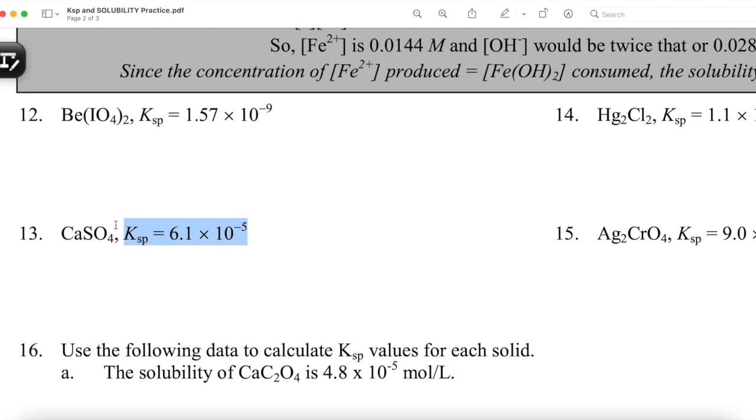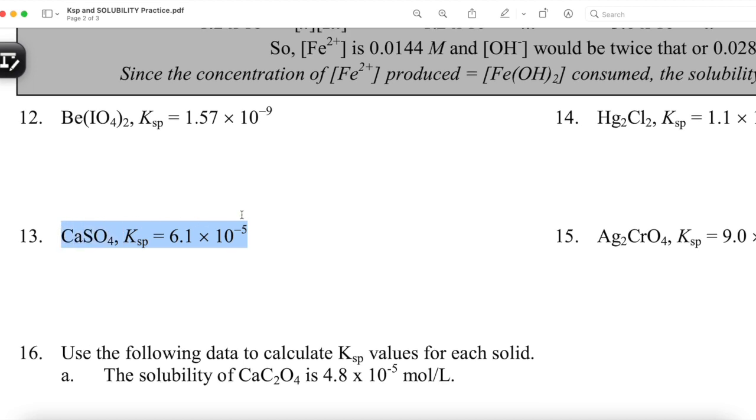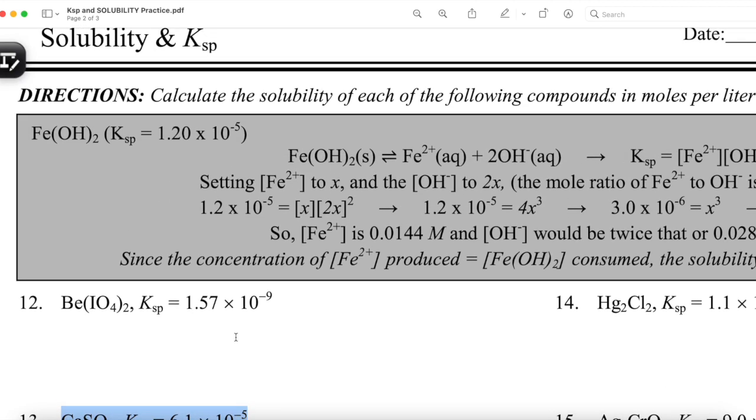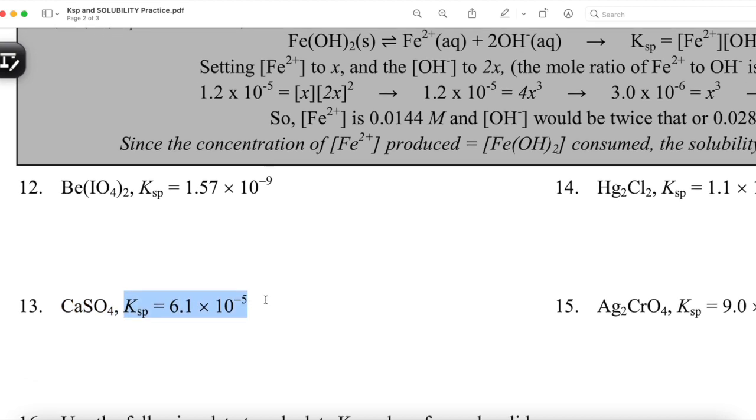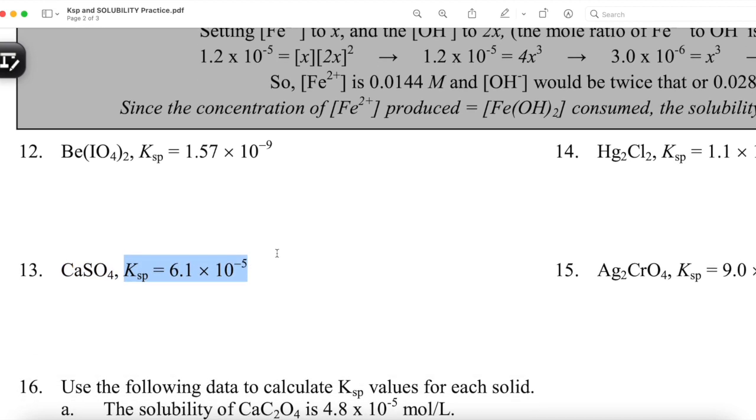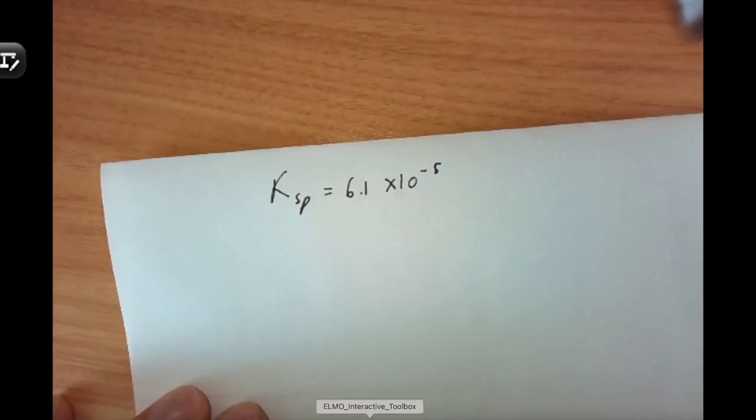But for number 13, it wants us to find the molarity of this compound, knowing our Ksp. So for this one, I know that we have a Ksp, 6.1, which I'm going to write down. Ksp is equal to 6.1 times 10 to the -5th. And we're looking at CaSO4, calcium sulfate.